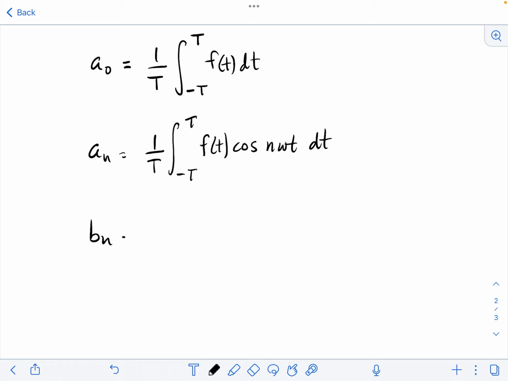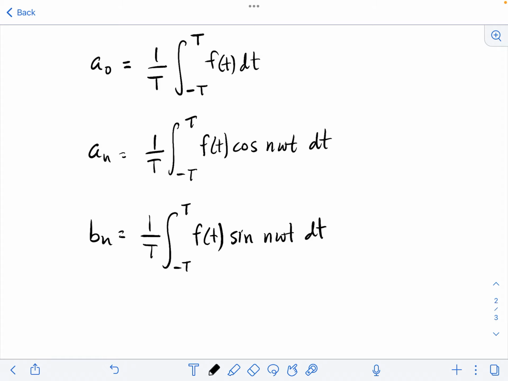The bn coefficients have the same form, except instead of multiplying by cos n omega t, we multiply by sine n omega t. And so that's all stuff that I assume that you've seen before. It could have been in one of your physics courses or one of your math courses.